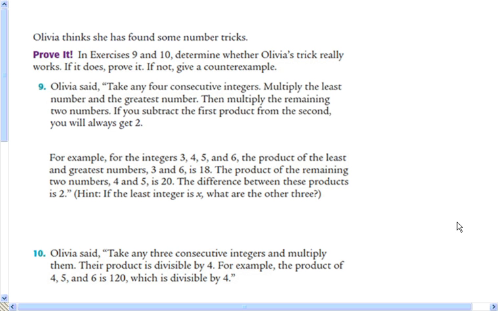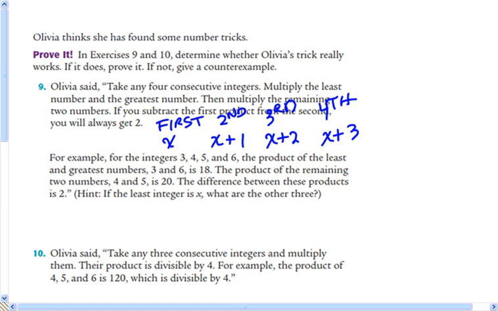What we're going to do is let expressions represent the 4 consecutive numbers. So let's let the first one be x. Then the next one is one more than that. We can call that x plus 1. So that's the second one. The third consecutive number would be 2 more than the first, so x plus 2. And the fourth one would be 3 more than the first one, so x plus 3. And what she's saying is that this number times this number is 2 more than this number times that number. So let's see if she's right.